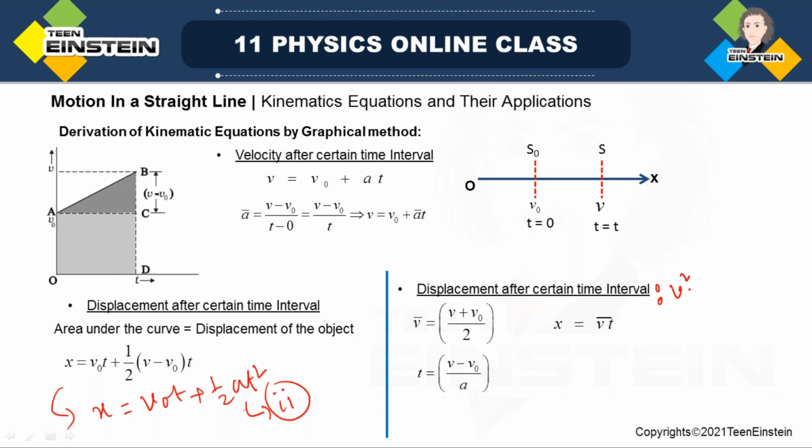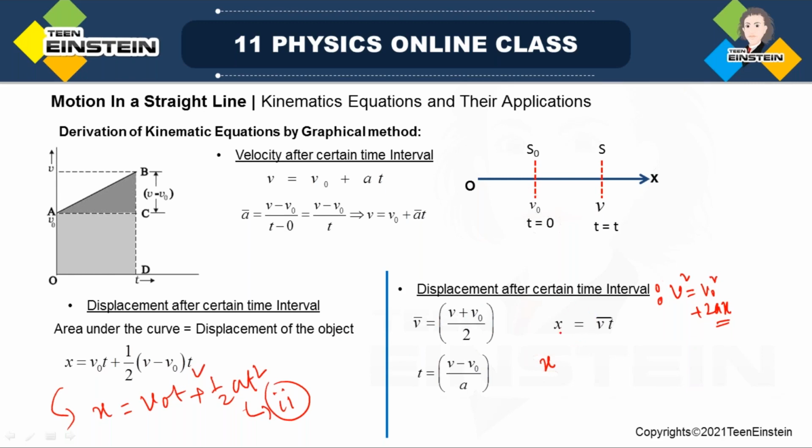So this is actually v square is equal to v0 square plus 2ax. This is the third equation. Let us see how we can derive that. So see, from here we can just directly come from there. So we can just write this.